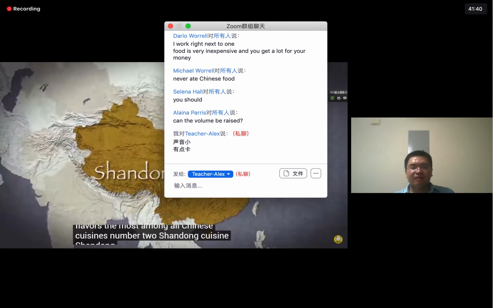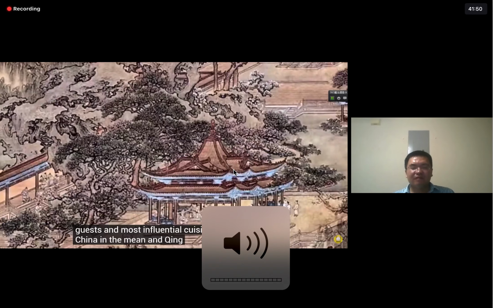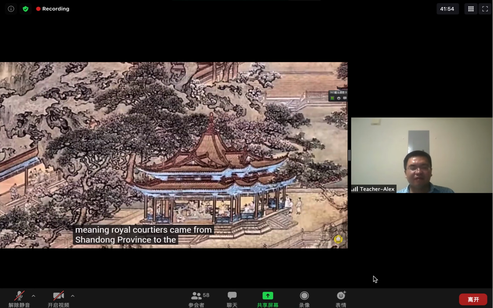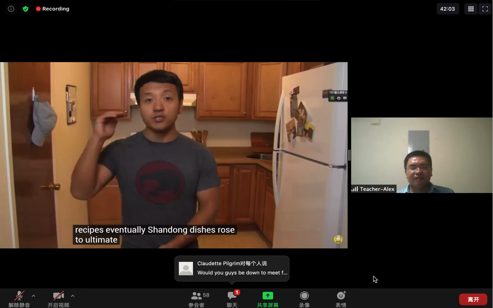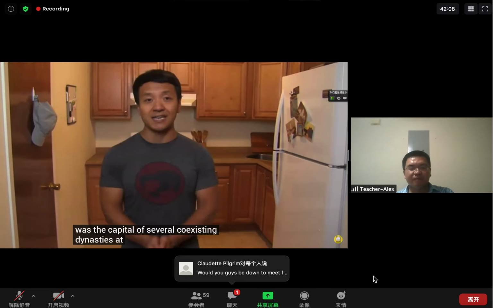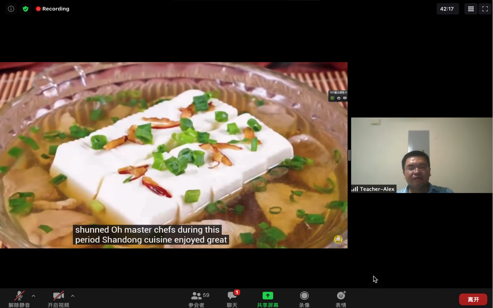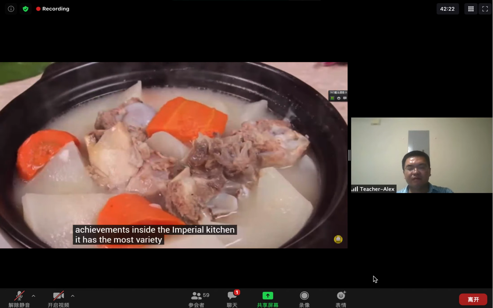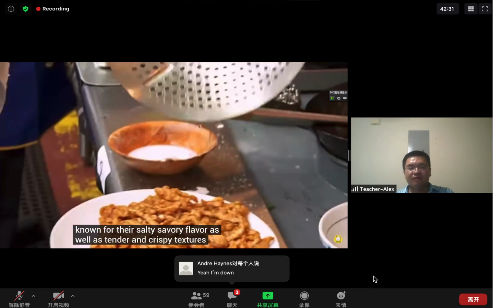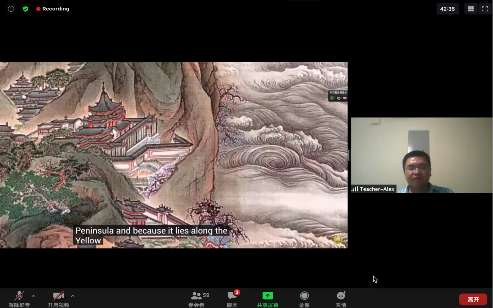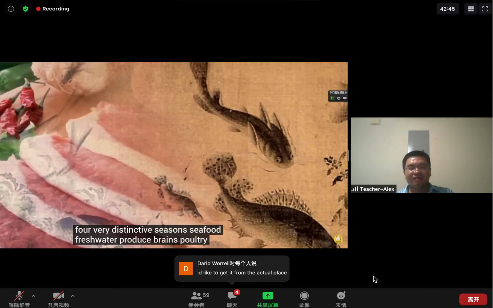Number two, Shandong cuisine. Shandong cuisine, also called Lu Wei or Lu cuisine, is the earliest the Shandong Peninsula, and because it lies along the Yellow Sea with rich inland plains in four very distinctive seasons, seafood, freshwater produce, grains, poultry, fruits, and vegetables, wild birds and animals are abundant.